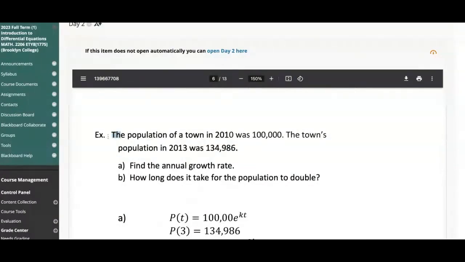All right, let's see the next example. The population of a town in 2010 was 100,000. The town's population in 2013 was this. So A, find the annual growth rate, which is k. B, how long does it take for the population to double?